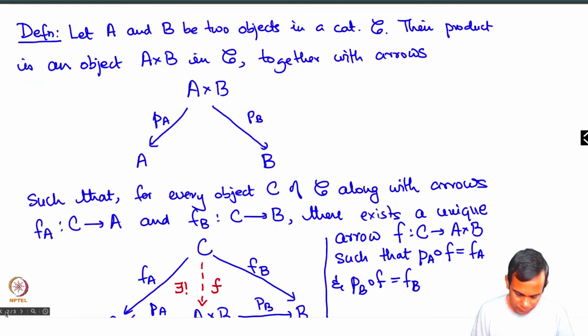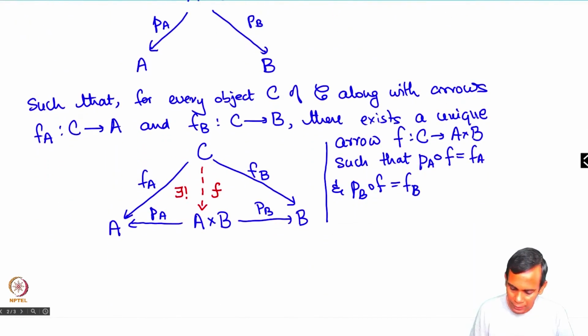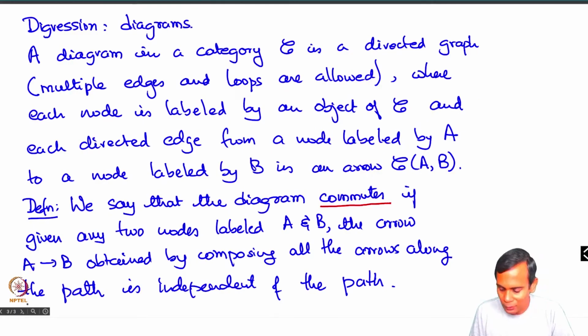Okay, so in this picture, for example, if you take all the paths from C to B, well, there are only two paths. We have to take directed paths, one going directly from C to B and the other going from C to B via A cross B. This path directly from C to B just gives rise to the arrow FB, and the other path gives rise to the arrow PB circle F. Okay, so this is probably easier to understand on an intuitive level rather than writing long definitions.